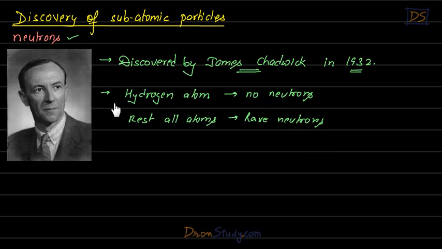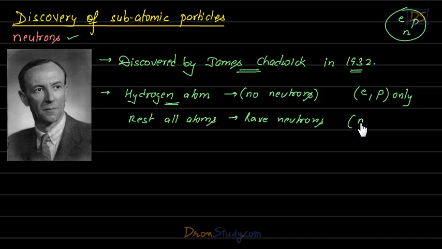You must be knowing about it by now. Hydrogen is a very simple element, and its atom has no neutrons. It has only electrons and protons, right? So we have seen that atoms can have 3 types of subatomic particles: electrons, protons and neutrons. But in hydrogen atom, students, there are no neutrons. There are only electrons and protons. Very important point, students, you must remember. In rest of all the atoms, neutrons are there. So basically in rest of all the atoms, neutrons, electrons and protons all are present.